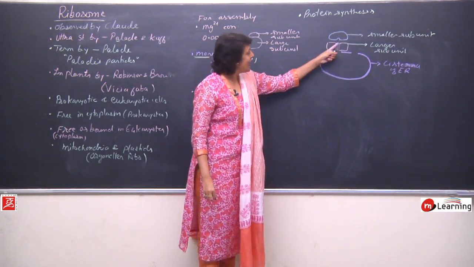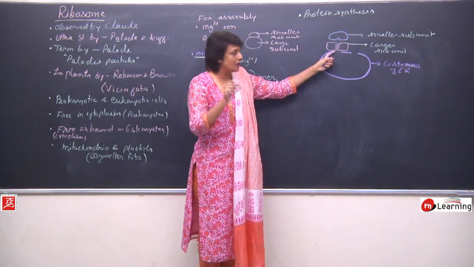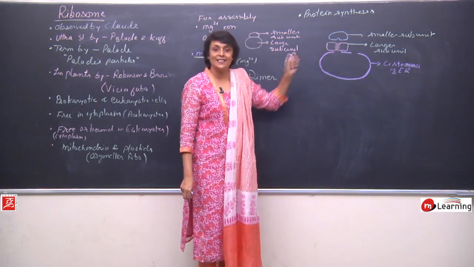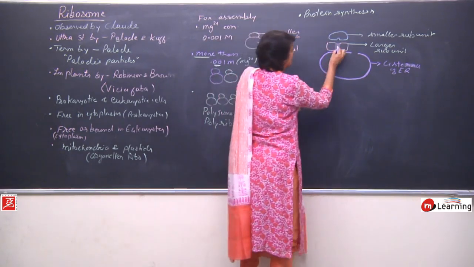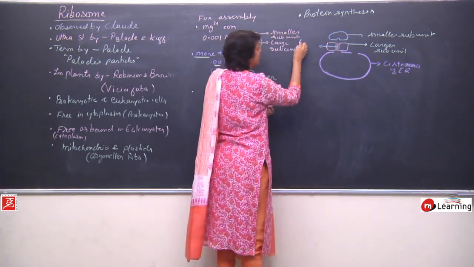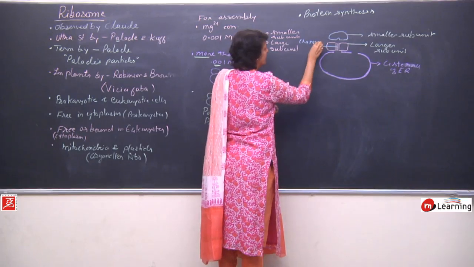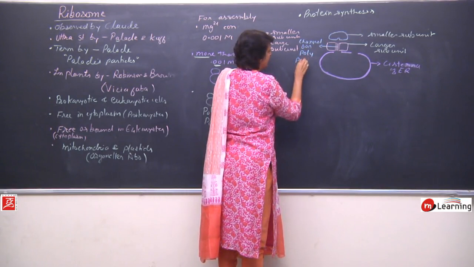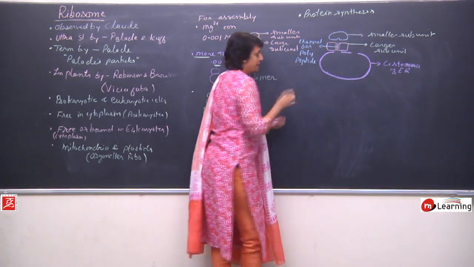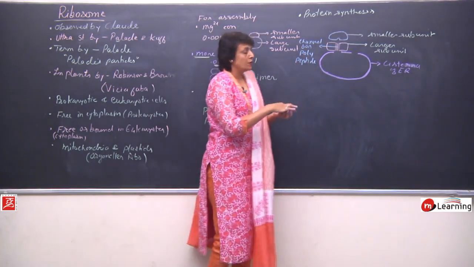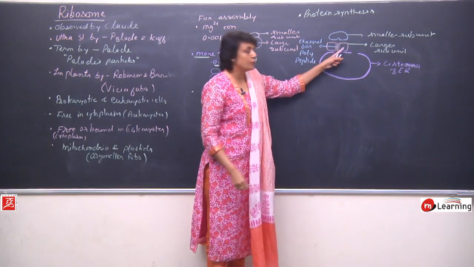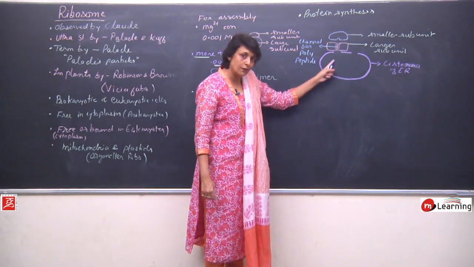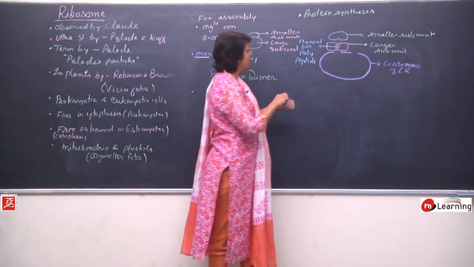The larger subunit has some part in the middle. This is a channel in which the polypeptide chain is synthesized. So this structure which we have drawn here is a channel for the polypeptide. The protein or polypeptide molecule which will be synthesized will come here, and from this opening it will come into the endoplasmic reticulum.